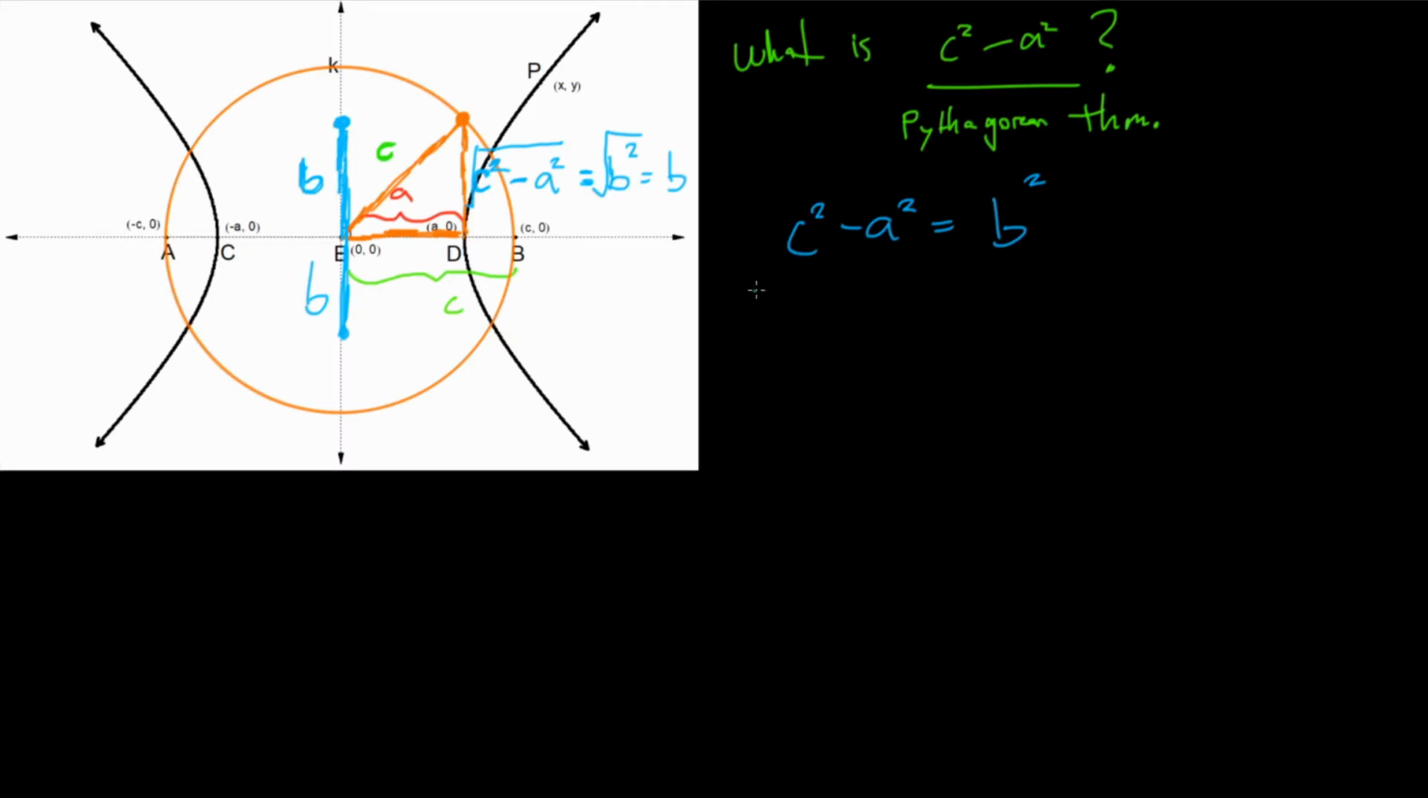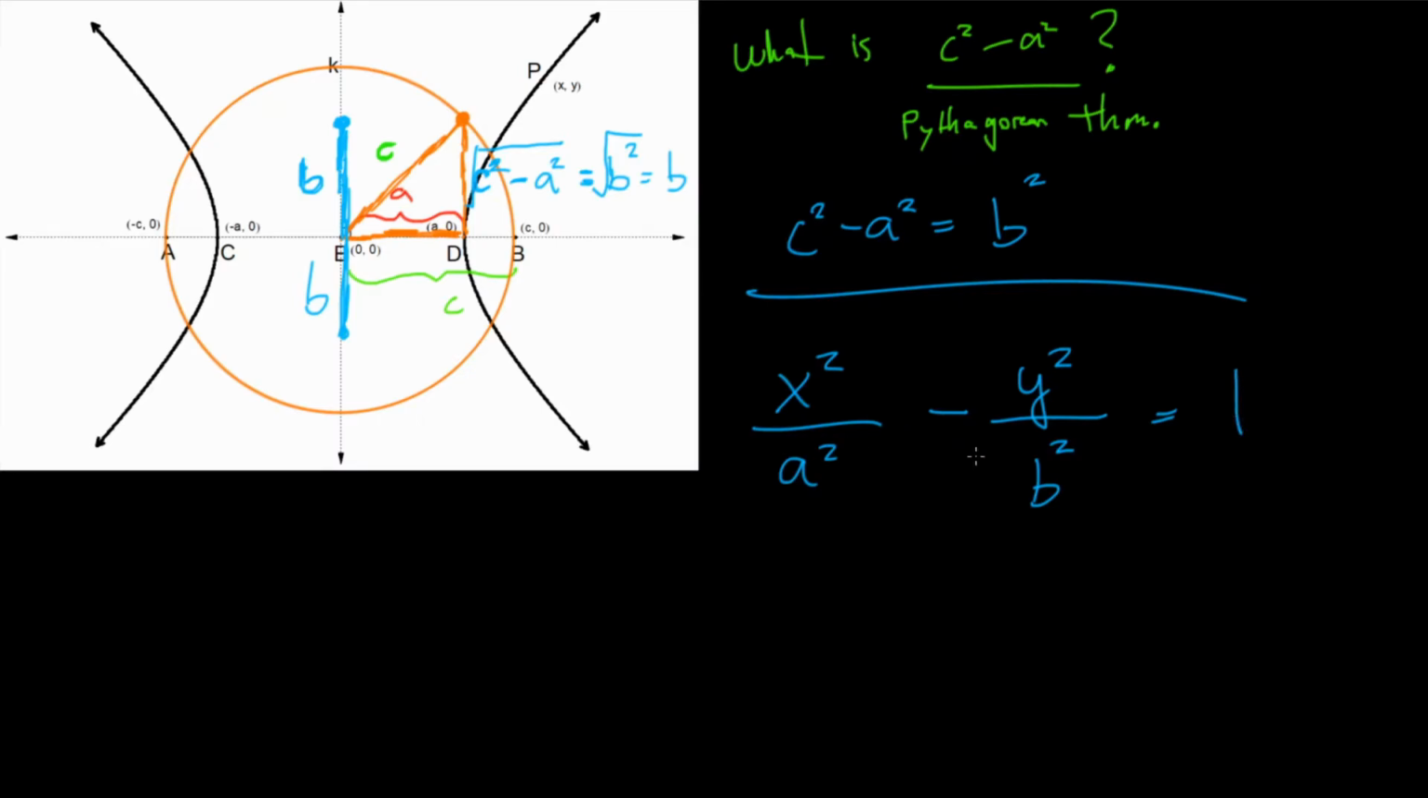With that said, I want to look at one other interpretation of this value c squared minus a squared, this value b specifically. Let's look at this formula. The formula of a hyperbola is x squared divided by a squared minus y squared divided by c squared minus a squared, which is b squared, equal to 1. What I'm going to do is look at what happens to y as x goes to infinity. So we want to look at the limit of this as x goes to infinity.